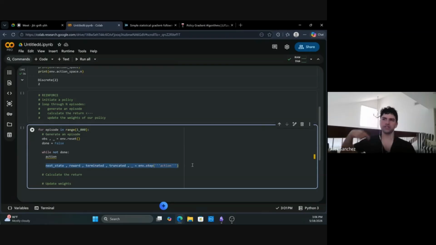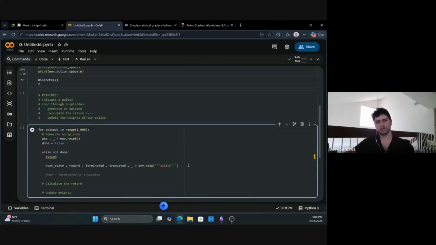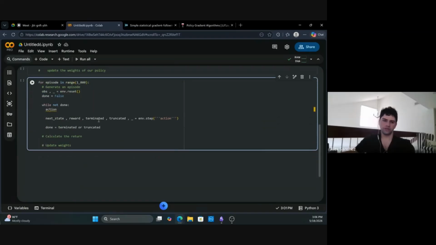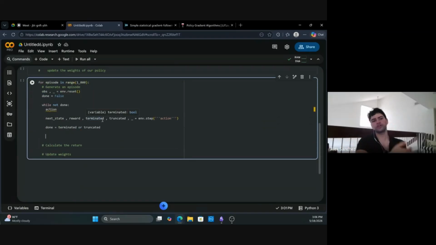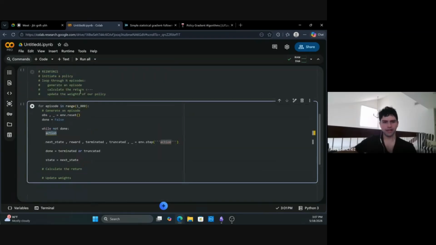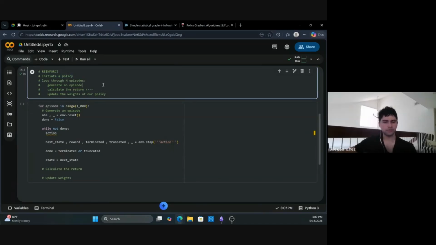This is basically telling us the next step in our environment. Here we declare if done is terminated or truncated, it turns to true, and that's when your episode ends. And we set the state equal to the next state. And yeah, step basically just makes a step in that environment given the action that you took. Now, how are we going to get this action? This action, remember, is generated by our policy model.